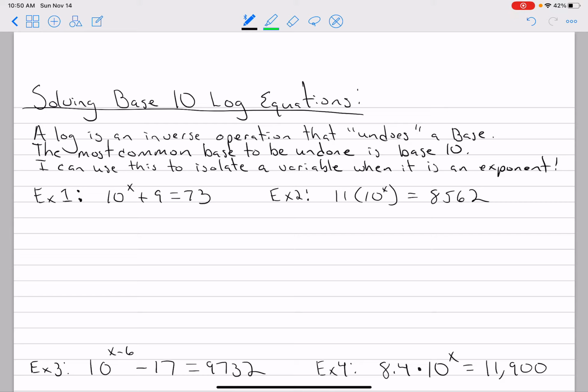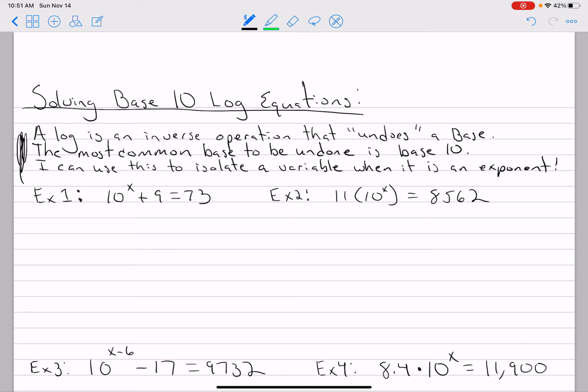So let's talk about some log equations, because that's what everybody wants to spend their time doing. I know, it's cool. You don't have to pretend like it's not true. So write this down in your notebooks: solving base 10 log equations.